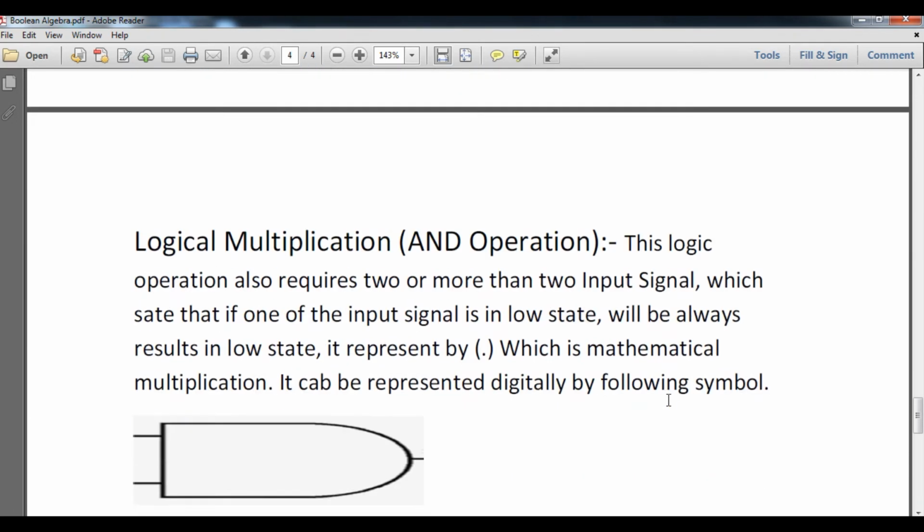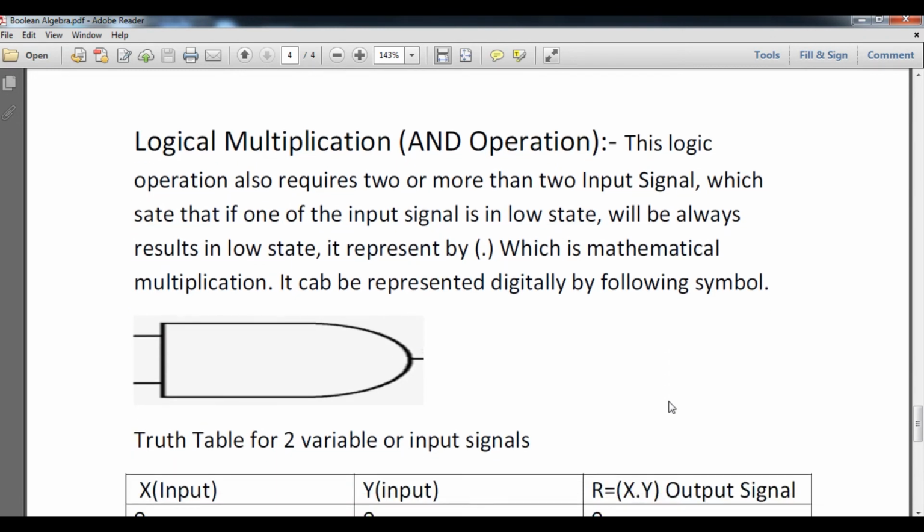Now we are going to understand the next operation, that is logical multiplication. Logical multiplication means the AND operation. This logical operation also requires two or more input signals. It looks like the OR operation, but if one of the input signals is in low state, it will always result in the low state. So understand it, student: if any one of the input signals is in low state, that means 0, it will always produce the output in low state, that means again 0.